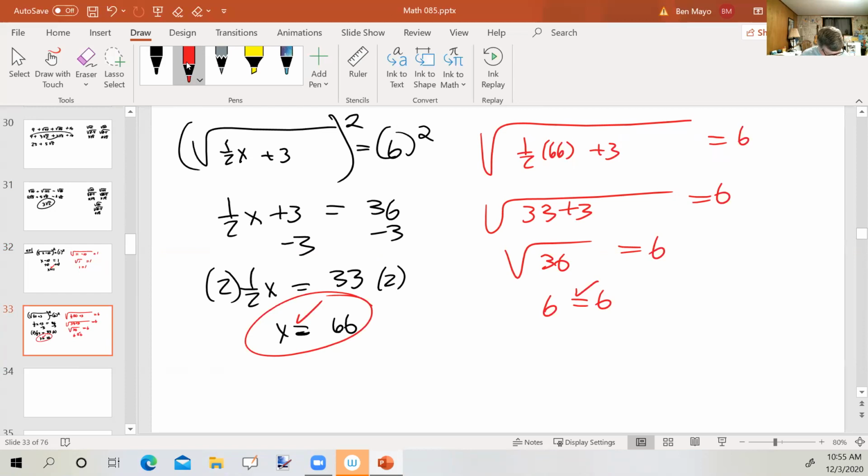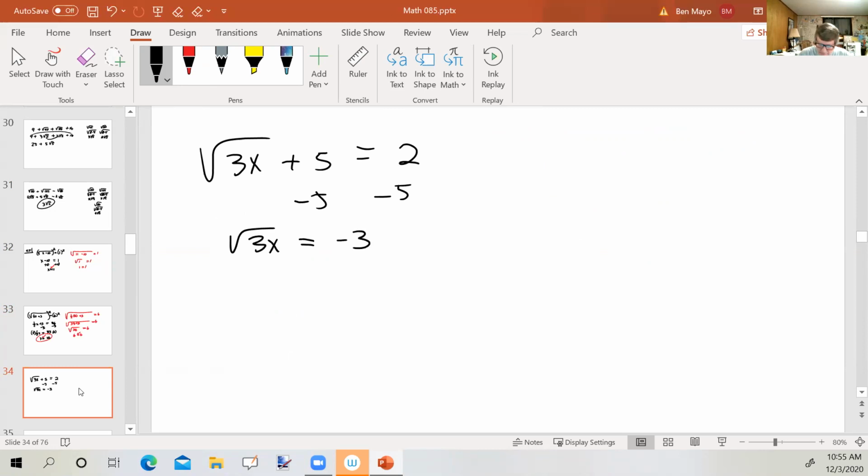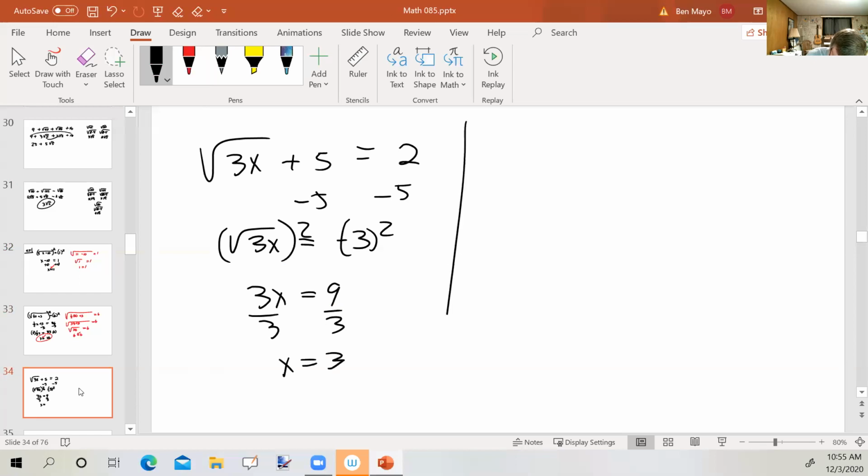Okay, let's see here. Now, let's say we've got the square root of 3x, and then plus 5 outside of the radical equals 2. Again, we want to isolate the radical, so we'll subtract 5 from both sides, and we get that. Now, squaring both sides, we get 3x equals 9. Divide by 3, x equals 3.